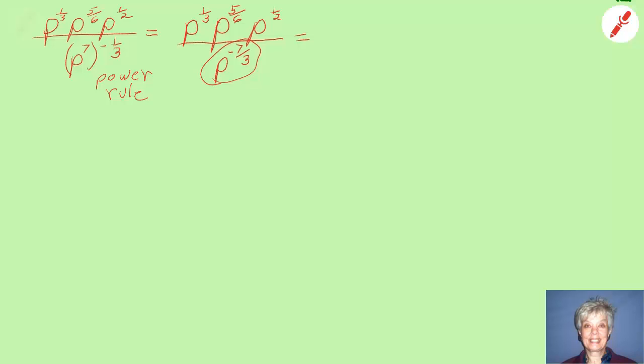Here we go. Here's the numerator now. P to the 1/3 power times p to the 5/6 power times p to the 1/2 power times p to the 7/3 power over 1, which is exactly the same. It's useless, isn't it, to have a 1 on the bottom, because the answer is just the numerator.